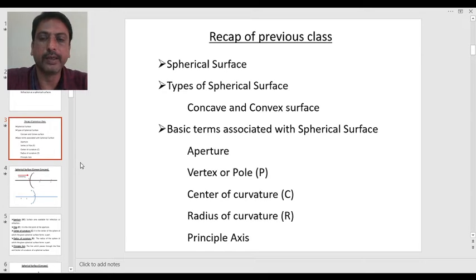So you should know what is a spherical surface and what are the types of spherical surfaces. Generally there are two types. One is concave and the other one is convex. And the spherical surface is nothing but a part of a sphere, where it may be having either a concave surface towards the incident ray or a convex surface towards the incident ray. Both are possible. And these are the following terms which we are going to use in our further discussion.